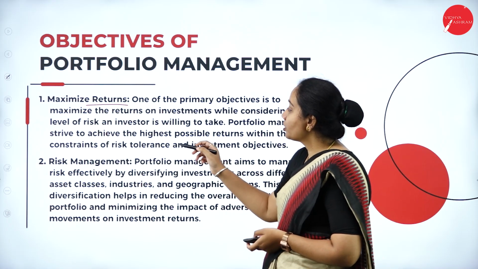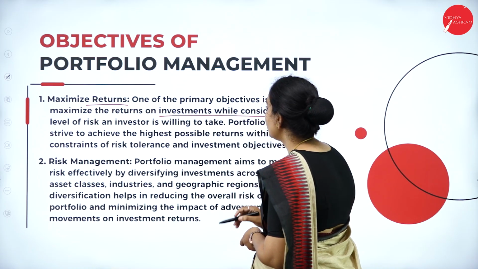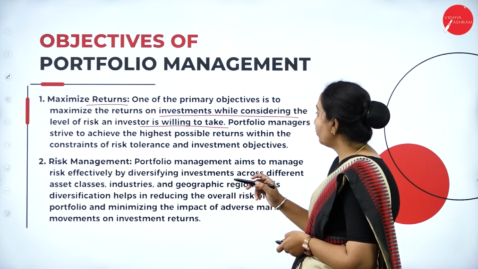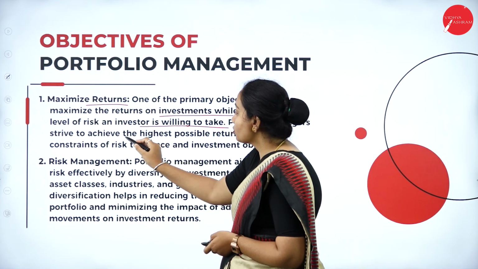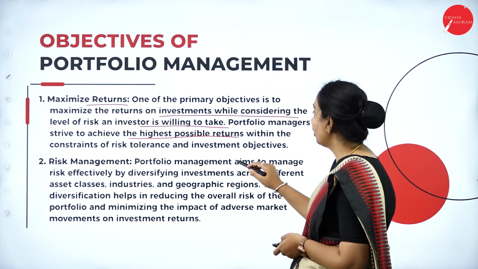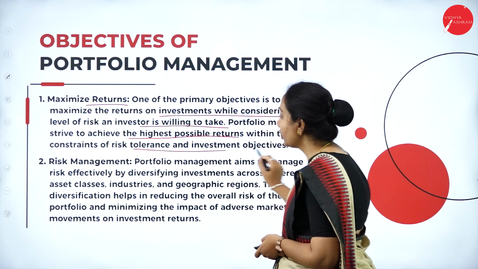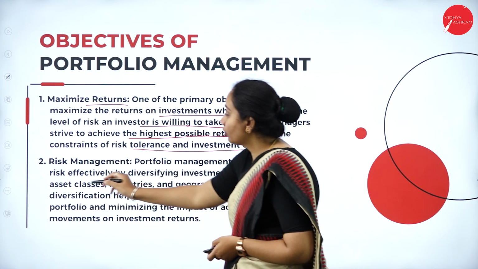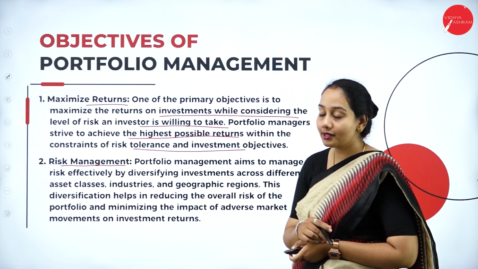The main objective is to maximize the returns on investment while considering the level of risk an investor is willing to take. So portfolio management will strive to achieve the highest possible returns within the constraints of risk tolerance and investment objective. Next objective is what? To manage the risk, that is risk management.